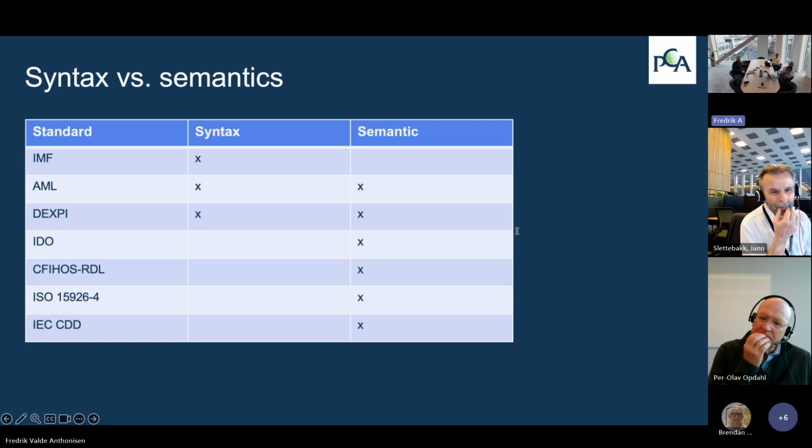It enables you to create structured information models, but it doesn't really give any meaning by itself. And then you have AML and DEXPI, which do that, but also add a semantic element. And then as you see, ISO 15926 Part 4, the CFIHOS RDL, and IEC CDD are more on the semantic side. They do, of course, have structures within them, but the purpose is to enable a common semantic understanding of some concepts.